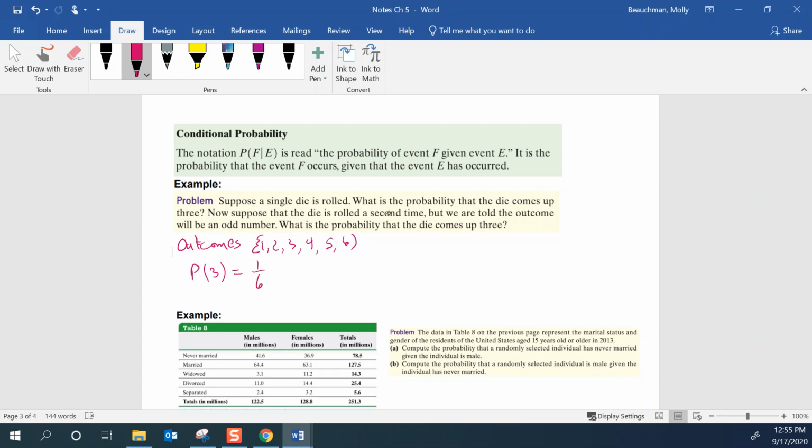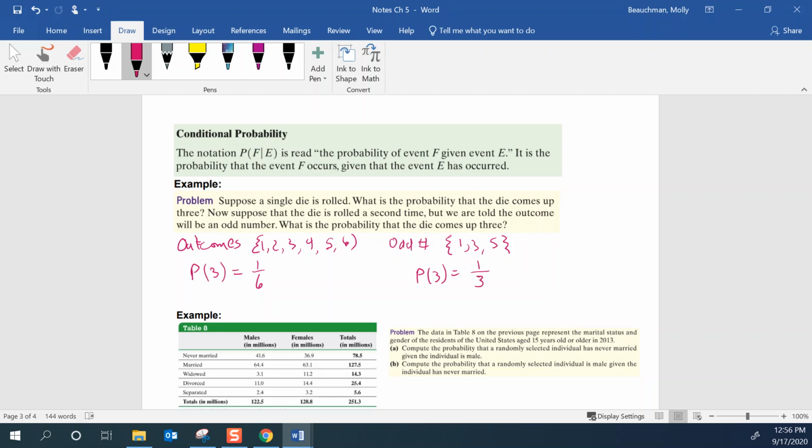Now suppose the die is rolled a second time, but we're told the outcome will be an odd number. What is the probability the die comes up 3? Now we're not looking at all possible outcomes. We're given that it's an odd number, so the only numbers we're looking at are 1, 3, and 5. Notice we changed the sample space, or the possible choices, because we had a little more information. That's the given. So what's the probability we roll a 3? There's still 1 three, but there are 3 odd numbers, so our probability is 1 out of 3.